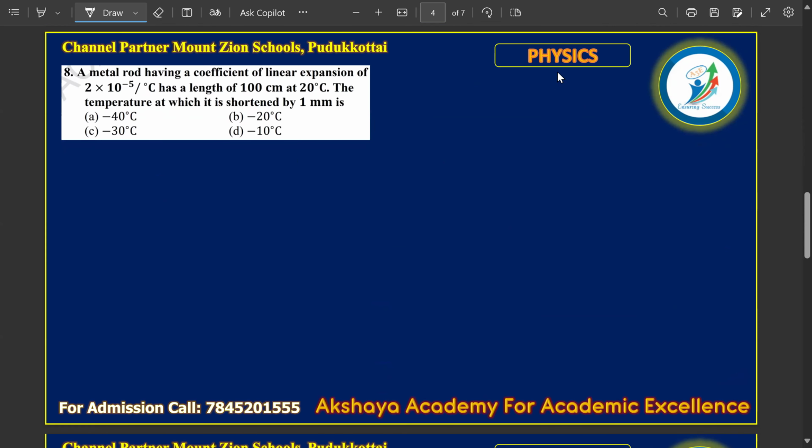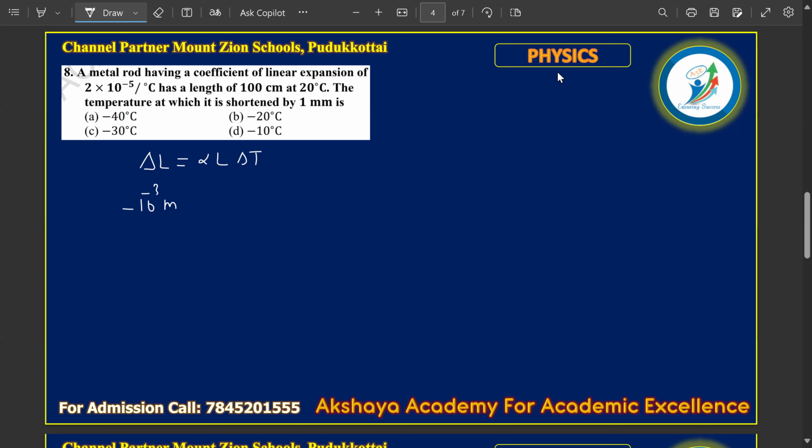Question number 8. A metal rod having a coefficient of linear expansion of 2 into 10 power minus 5 per degree Celsius has a length of 100 centimeter at 20 degrees Celsius. The temperature at which it is shortened by 1 mm is. We can write the change in length of the rod by the formula delta L equals alpha L into delta T, right? So it has been shortened by 1 mm. That is nothing but 10 power minus 3 meters.